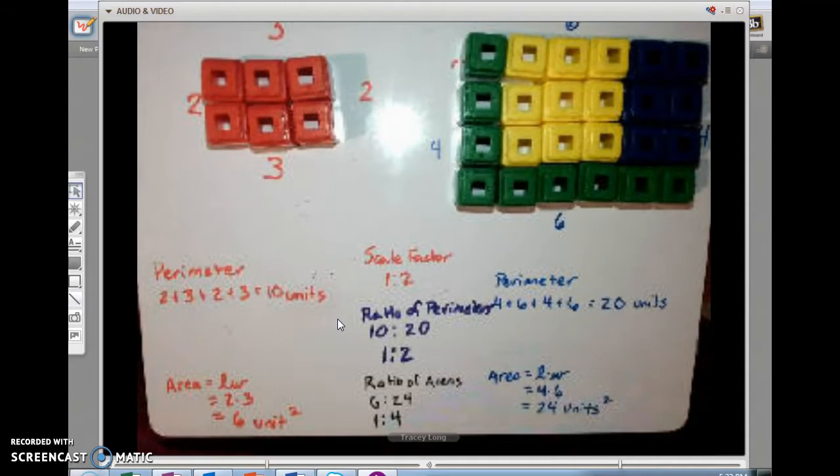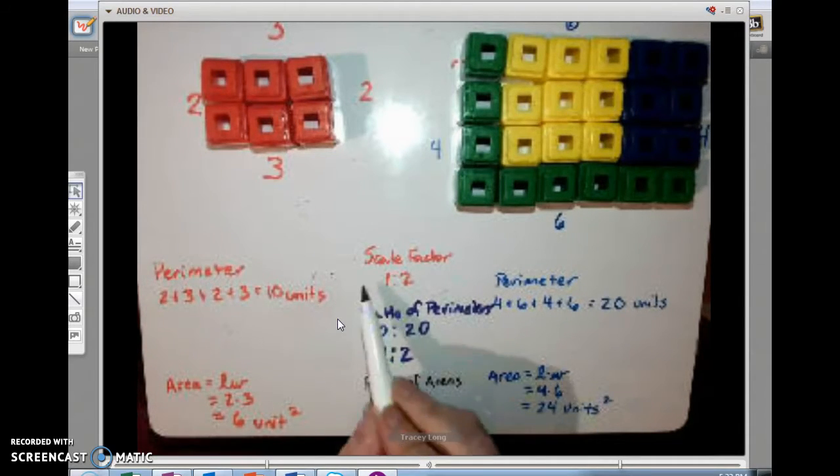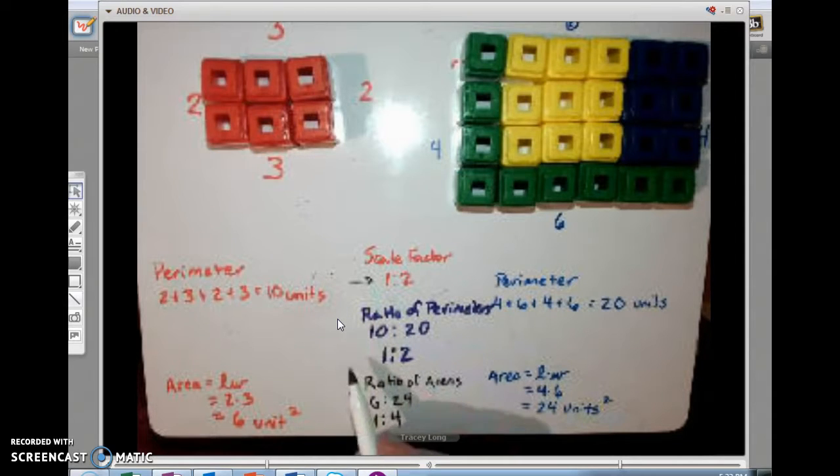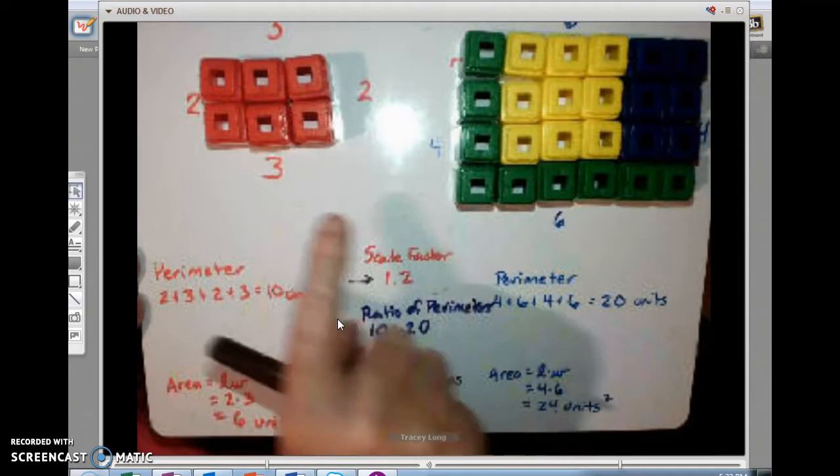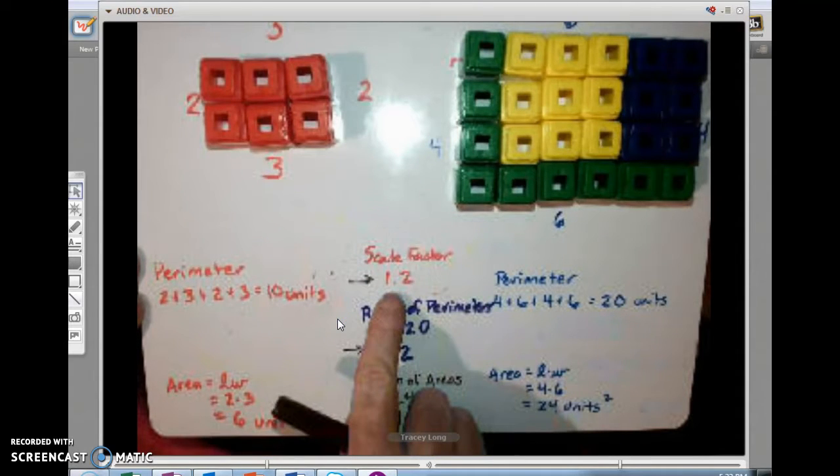Well, how in the world does that relate to the scale factor and the ratio of the perimeters? Well, do you remember how we said that perimeter is a straight line distance? All we're measuring is the length. And we said that area is length times width. So we've got two dimensions, and it's measured in square units. So guess what? To find the ratio of the areas of any similar figures, we simply square the scale factor.